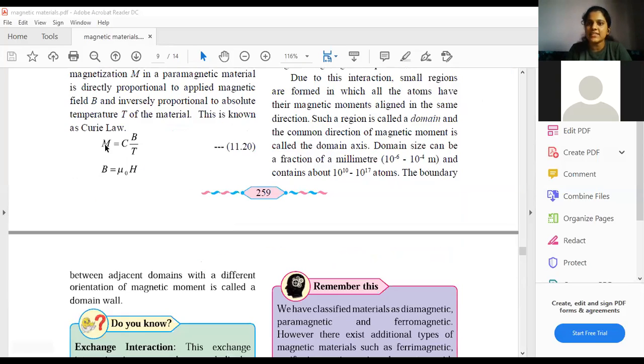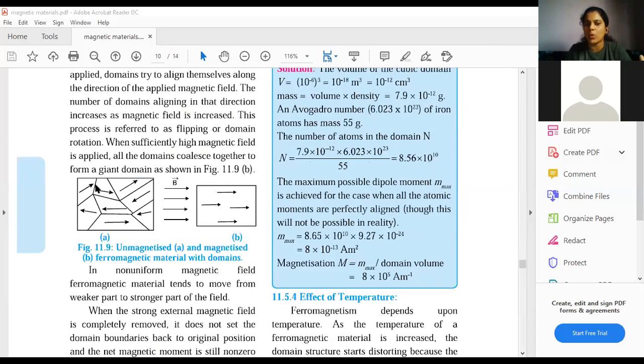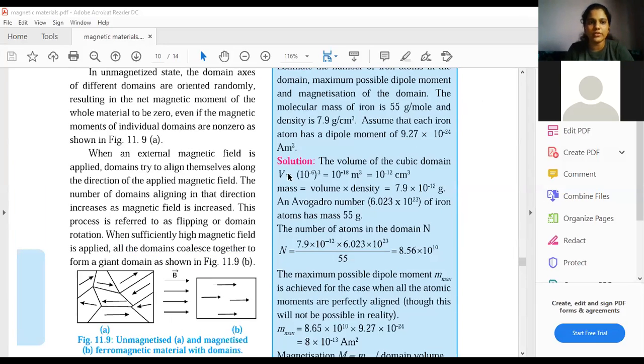Then the next, there is one more term to remember. The boundary between the adjacent domains with different orientation is called domain wall. So the boundary that is there, the outline that is there, it is called domain wall. So these are just terms, students, that you all are supposed to remember. Okay, fine. Let's move ahead.